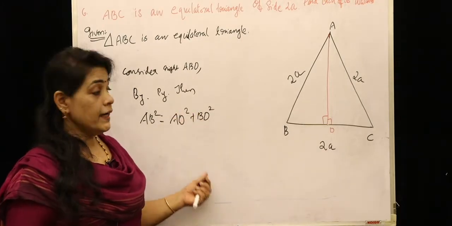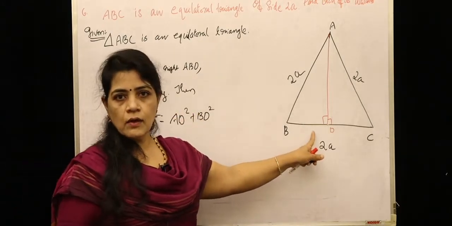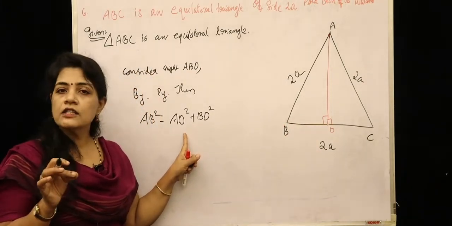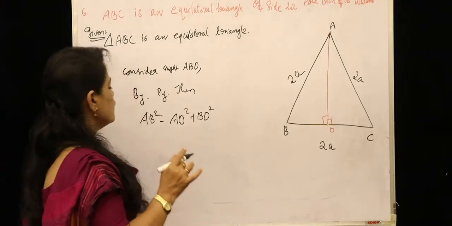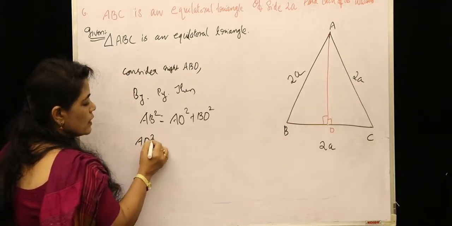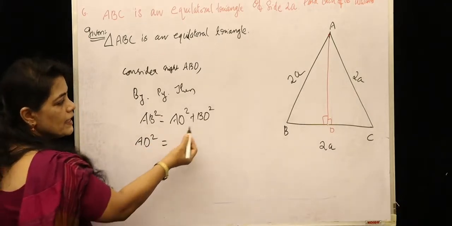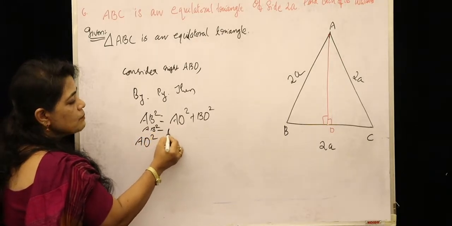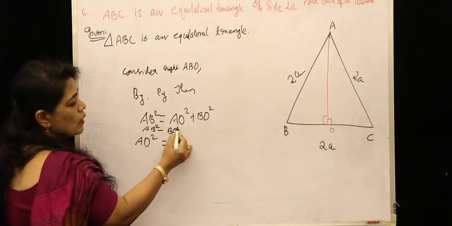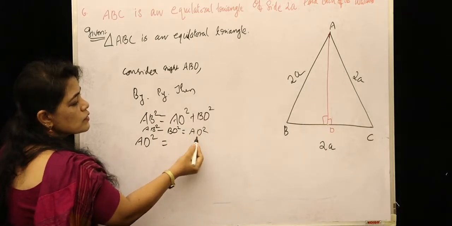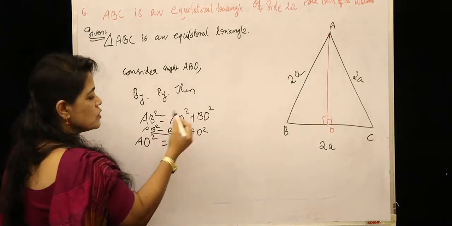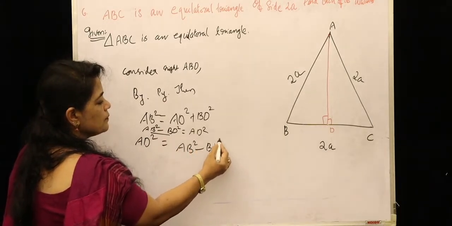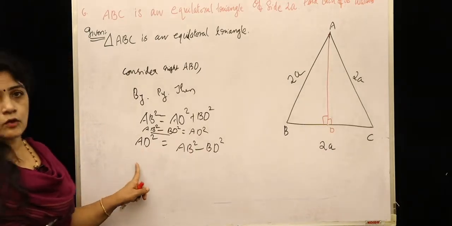But what we need is AD, the altitude, right? So for that I am writing this equation with respect to AD square. I am taking BD square to the other side. So AD square equals AB square minus BD square. I am writing AD square on the LHS, so I am taking this to the RHS. This AD square is the square of the altitude.